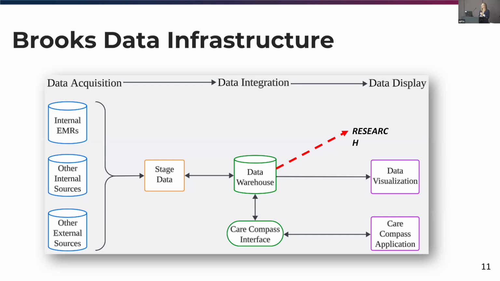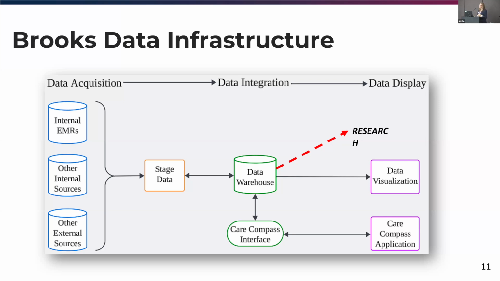We do an ETL, which is extract, transform, load, process, and stage our data. And then we pull our data into our data warehouse. And this is really where our data is then stored and managed and accessed. From there, we can then do analysis, research, which is something that we're really on the path of starting, and reporting for operations and clinical purposes.